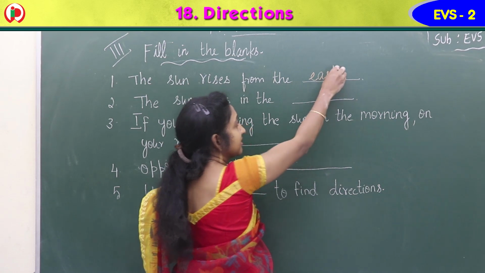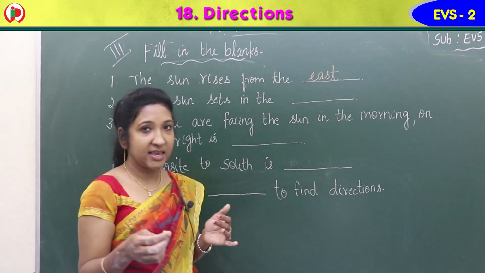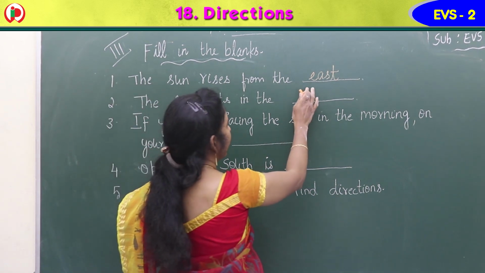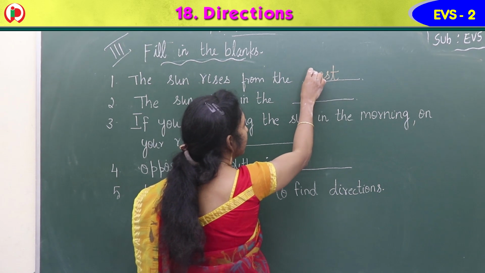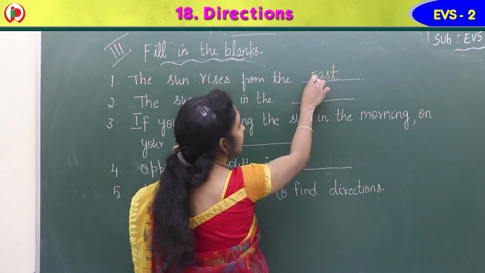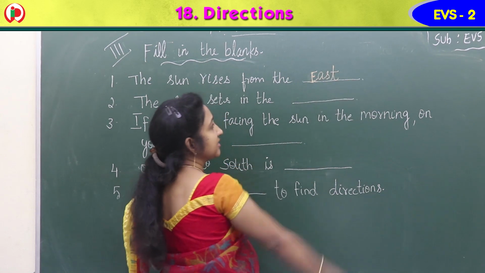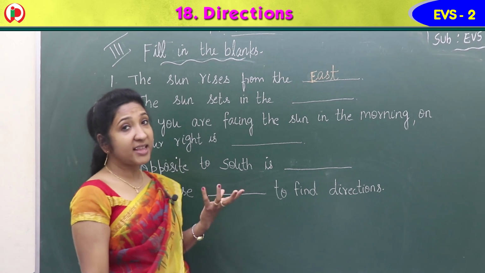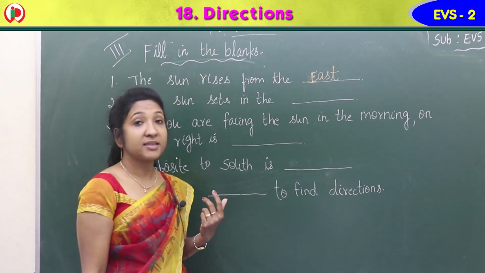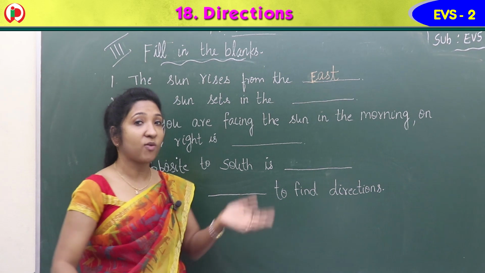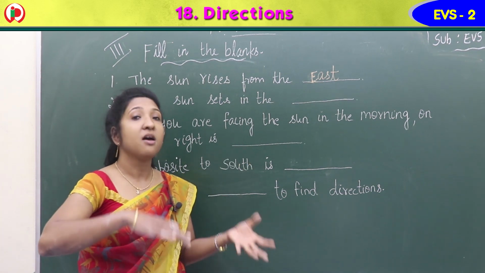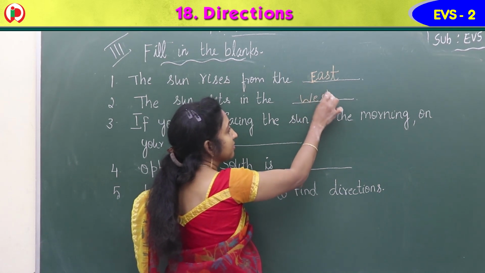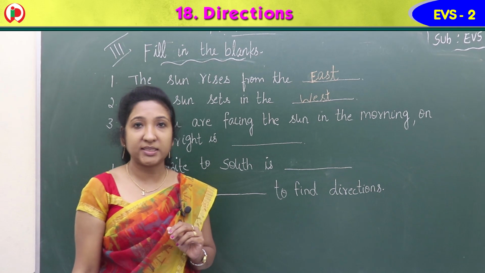E-A-S-T, east. Sun rises from the east. Yes, directions we can write with capital letters. The sun rises in the east. E-A-S-T, east. The sun sets in which direction? Sun rises in the east and sets in the west. W-E-S-T, west. Sun sets in the west.